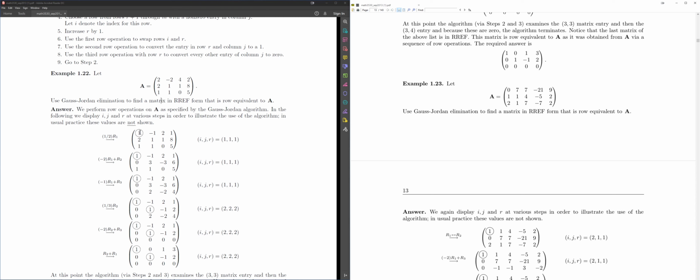And what you want to do with this pivot is make everything else in the column 0. So I want to make this 0 and I want to make this 0, and I'm going to do it via row operations. So how do you make this 0? You multiply this row by minus 2 and add it to the second row. So it's minus 2 times row 1 plus row 2. And that would give me the 0 over here plus other stuff.